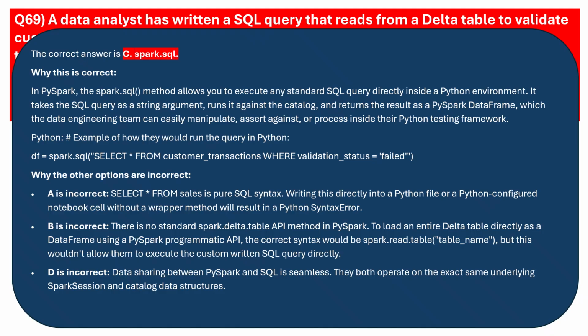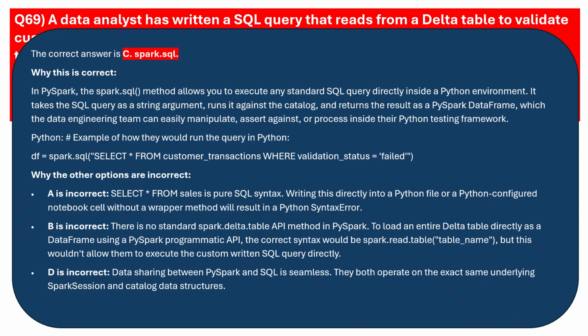Spark.sql. Why this is correct? In PySpark, the spark.sql method allows you to execute any standard SQL query directly inside a Python environment. It takes the SQL query as a string argument, runs it against a catalog, and returns the result as a PySpark data frame, which the data engineering team can easily manipulate, assert against, or process inside their Python testing framework. Python example of how they would run the query in Python: df = spark.sql("select * from customer_transactions where validation_status = 'failed'").